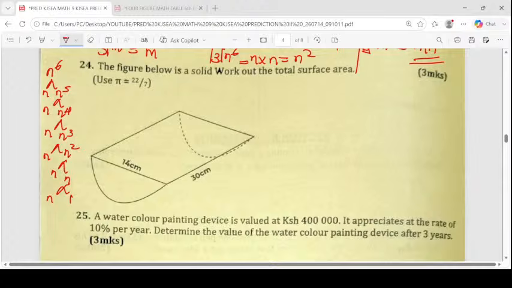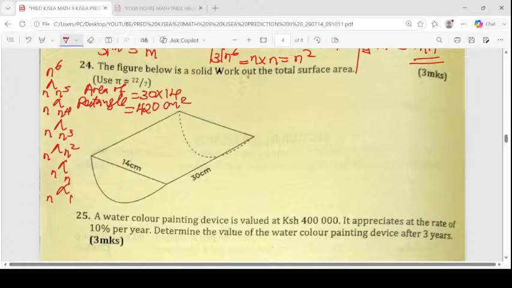When you look at the solid, we have the top part, the area of the rectangle. Let me compute the area of the rectangle. The rectangular part is length times width. So the length is 30 times the width of 14. When you take 30 times 14, you get 420 square centimeters as the area of that particular rectangle.